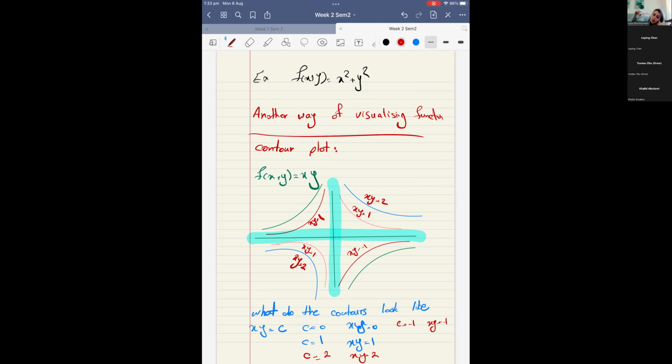It shows you the contour plot. Each contour is a curve, known as a level curve.